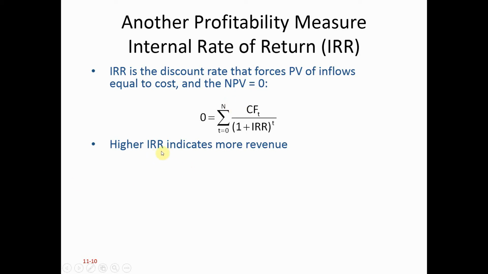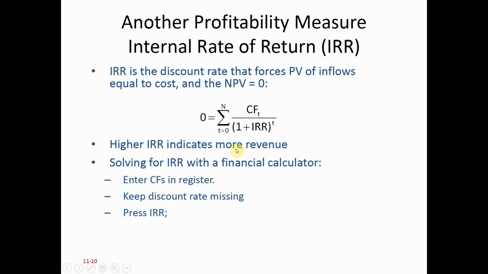Okay, and a higher IRR indicates more revenue. Put it this way: if the cash flow is higher, then it would require a higher return to discount the cash flows to the break-even point. So just remember that a higher IRR indicates more revenue, or a higher amount of cash flows would require a higher discount rate to get to break even. If you use a financial calculator, that's what you need to do.